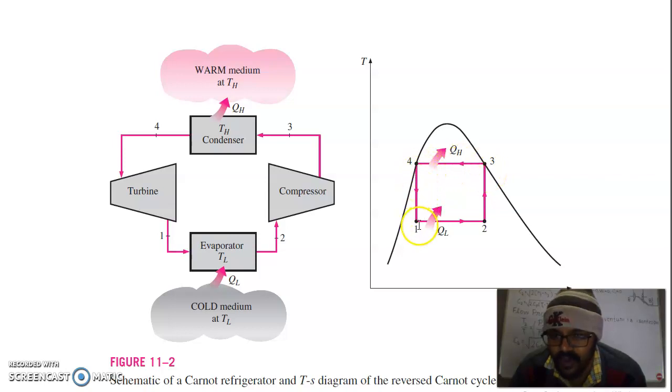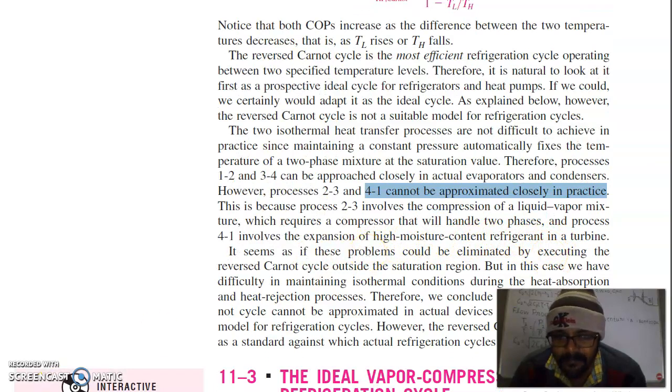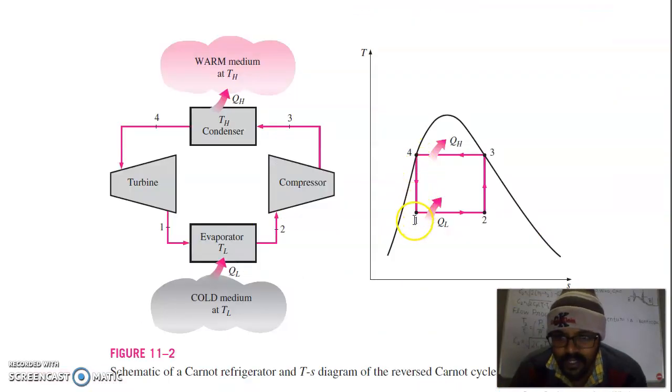Also 4 to 1, the expansion through a turbine, cannot be approximated closely in practice. Process 4 to 1 involves the expansion of a high moisture content refrigerant in the turbine. If you expand here from 4 to 1, you can see it is a two-phase mixture, which will also lead to a loss of turbine performance. It will erode the turbine blades.